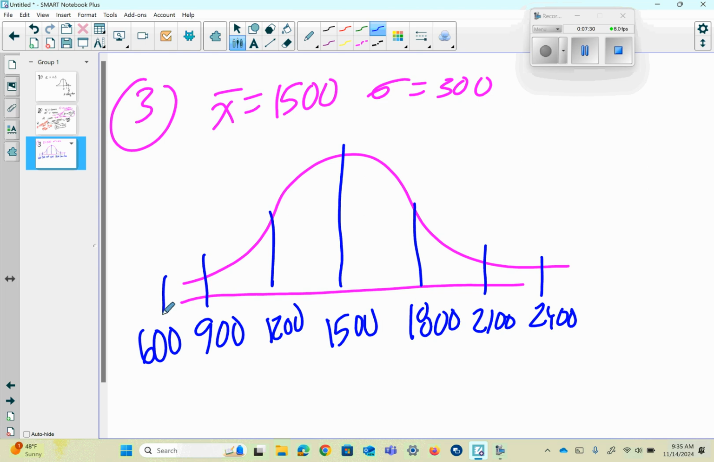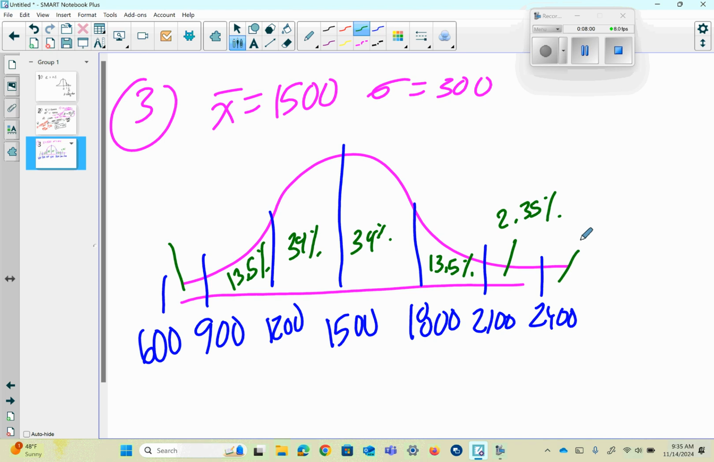So this is the one that I want to have my data in. Help me out. 34% and 34%, right? Then 13.5%. Friends, I'm doing this from memory, so you're going to have to help me because I'm a little slower. What were these ones? I forget. 2.35, thank you. And then 0.15 over there. Cool. So this is just the area in those particular regions of a normal distribution.